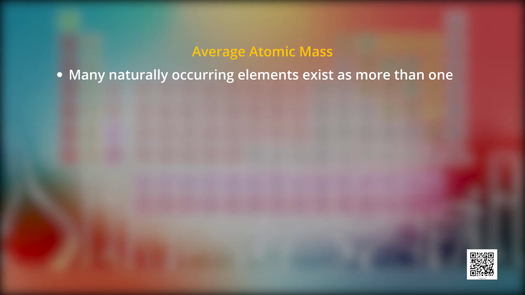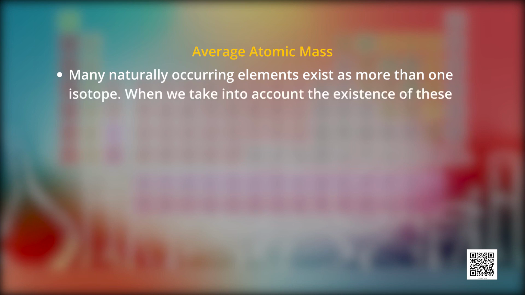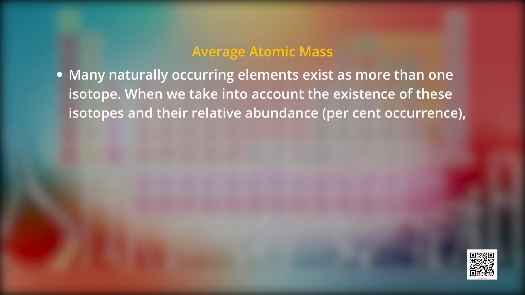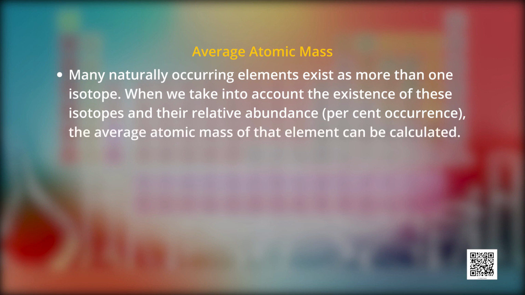Friends, let us learn how to calculate average atomic mass. You all know how to calculate the average of numbers. You have learned this in your previous classes. The same we are going to apply here. You know, many naturally occurring elements exist as more than one isotope. When we take into account the existence of these isotopes and their relative abundance, meaning percent occurrence, the average atomic mass of that element can be calculated.